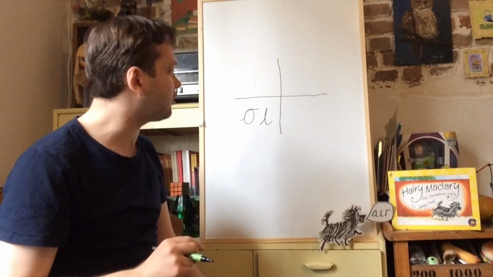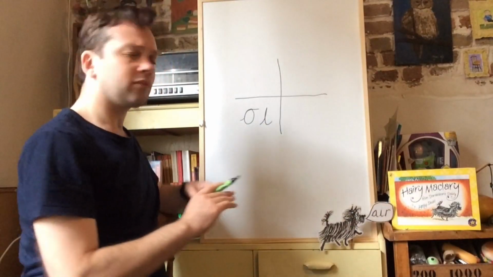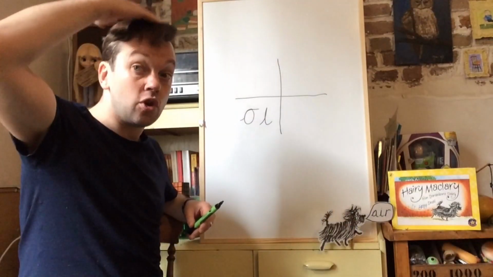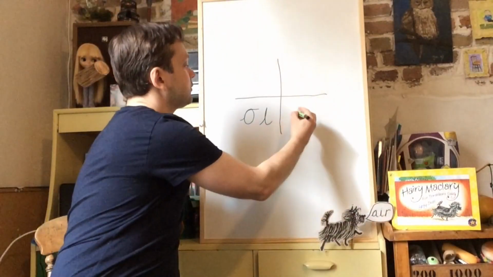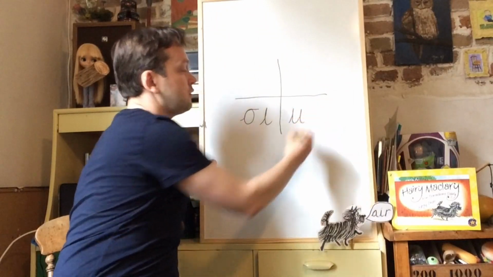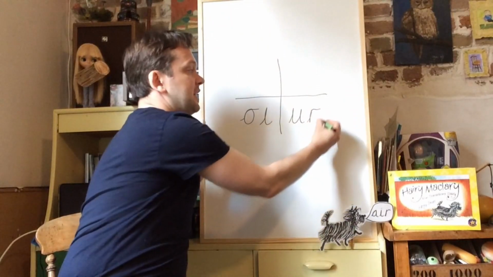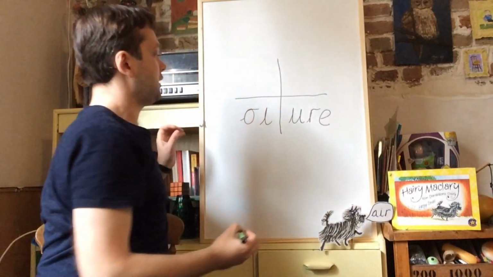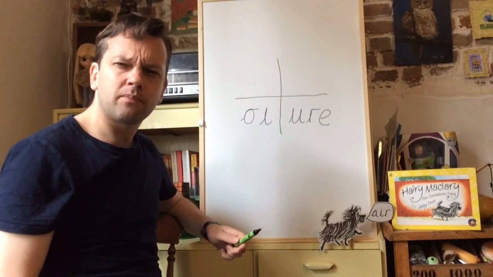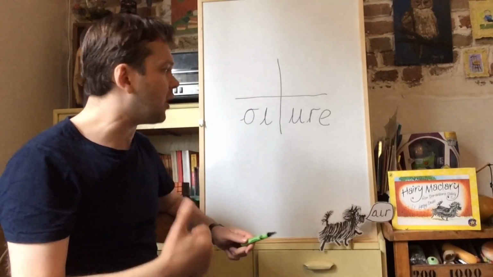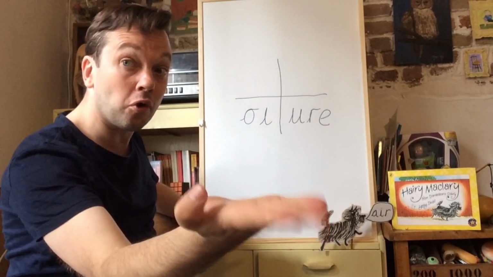Excellent. Now, next one I'd like you to write is your. Your. Do you remember the letters? It's the letters U, R and E that make the sound your. U, R and E. Excellent. U, R and E. Let's say it together. 3, 2, 1. The letters U, R and E make the sound your.